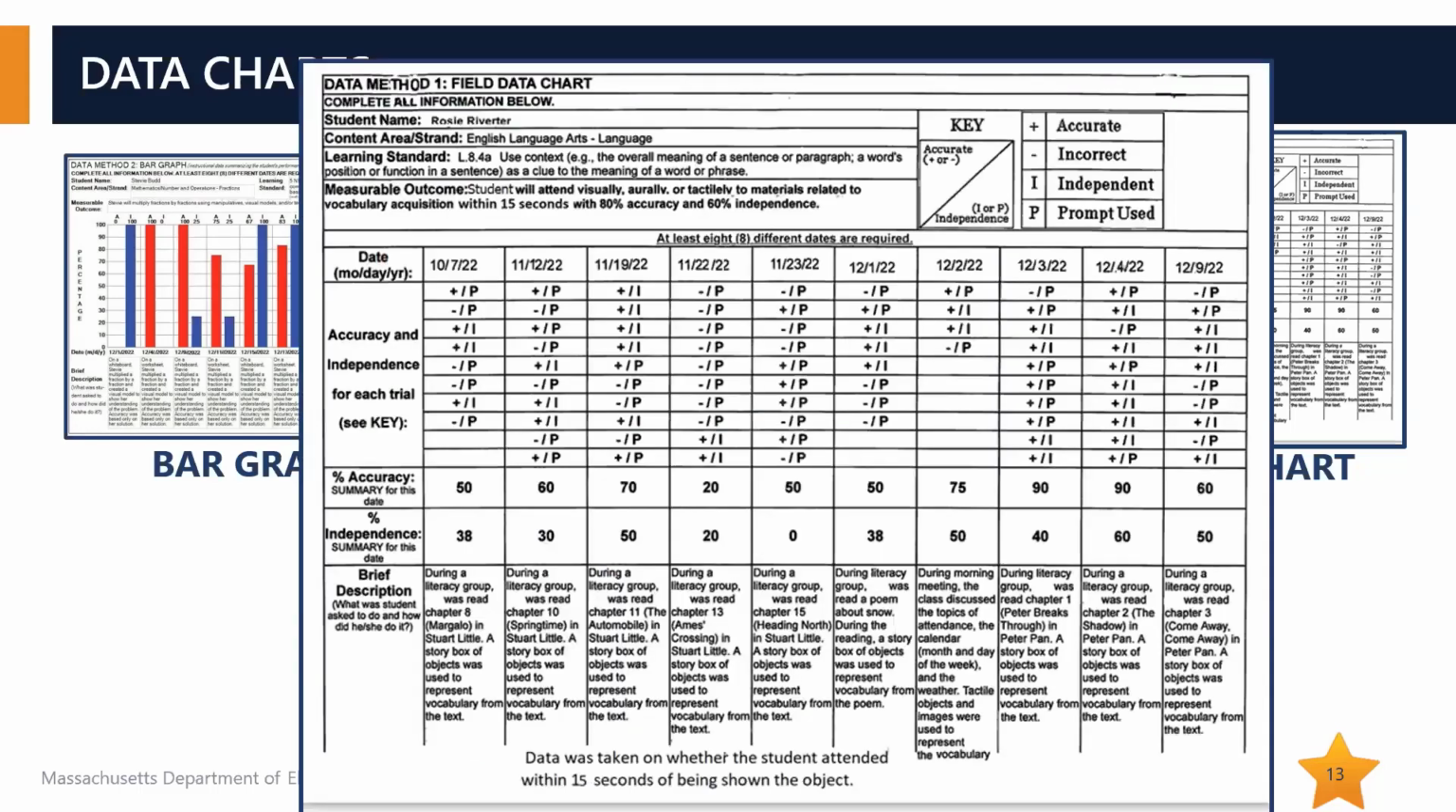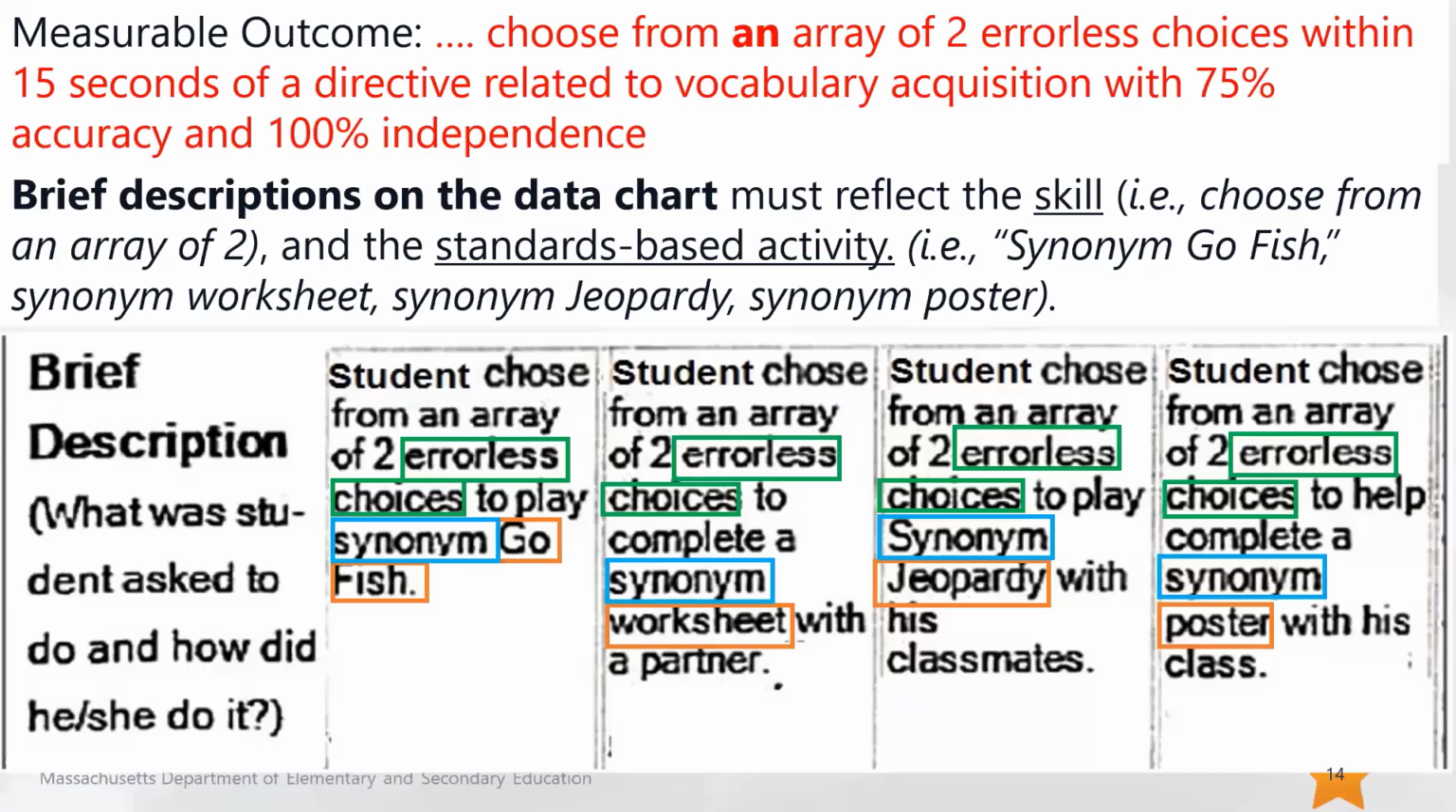But there is one thing, and that's not different than the entry points, that might require a little more attention when you're compiling an access portfolio, which is how you write your clear, brief description. So here's a field data chart, and let's take a closer look at some of these clear, brief descriptions. Here's one where the measurable outcome is: choose from an array of 2 errorless choices within 15 seconds of a directive related to vocabulary acquisition. Okay, so that was the measurable outcome. The important takeaway on this slide is this brief description.